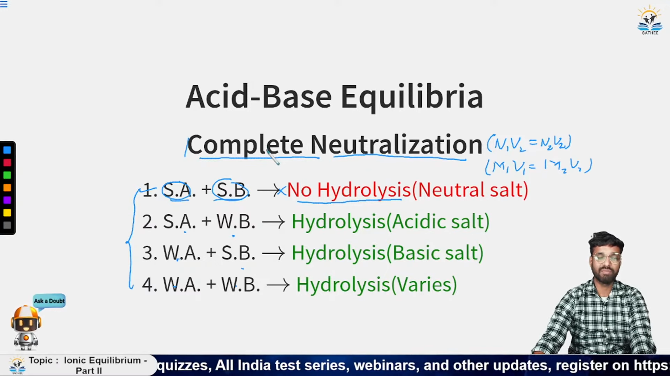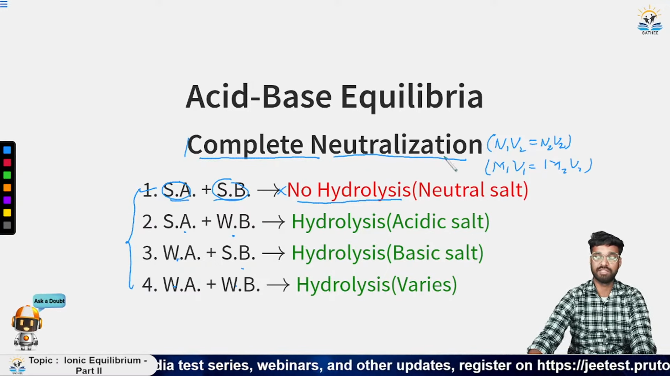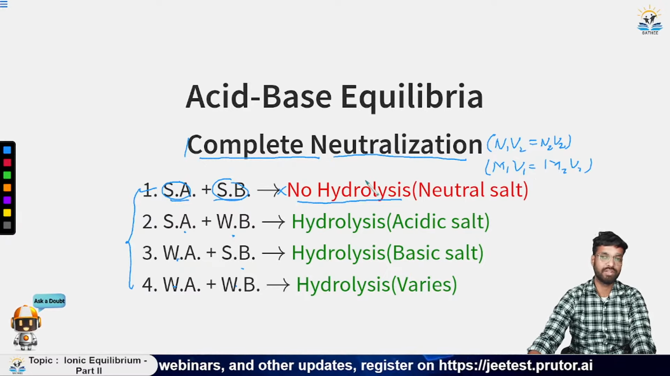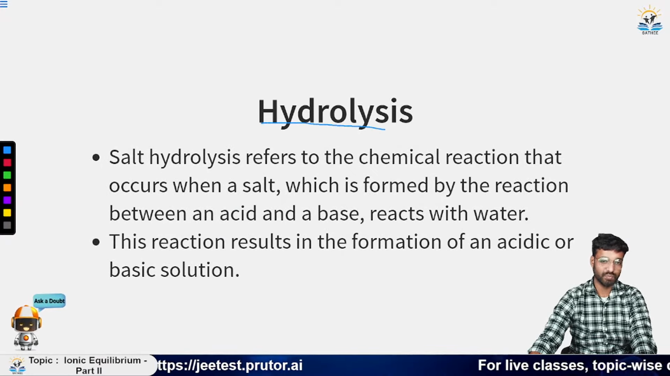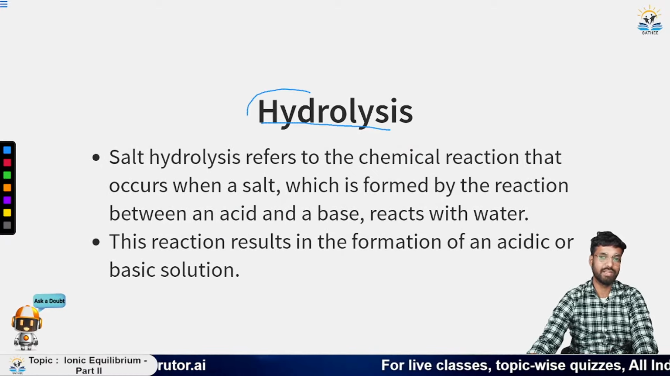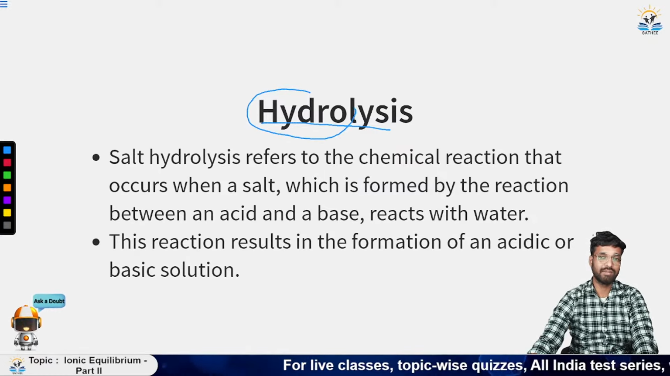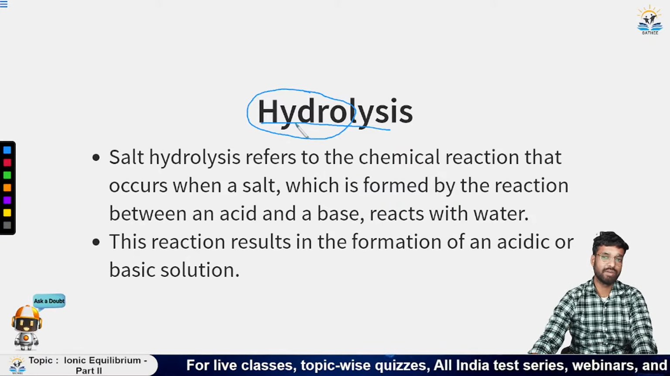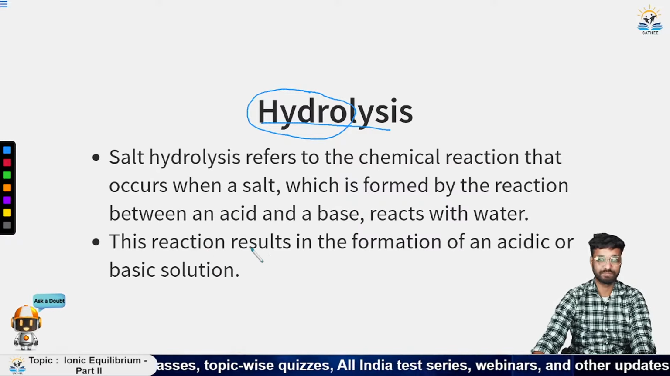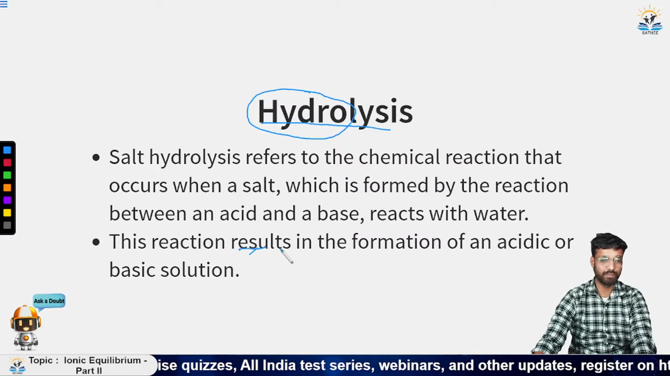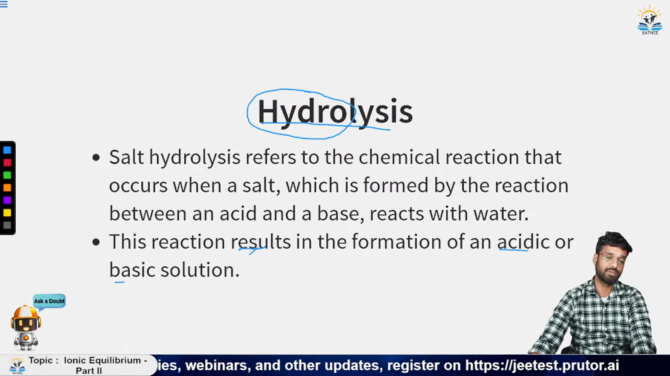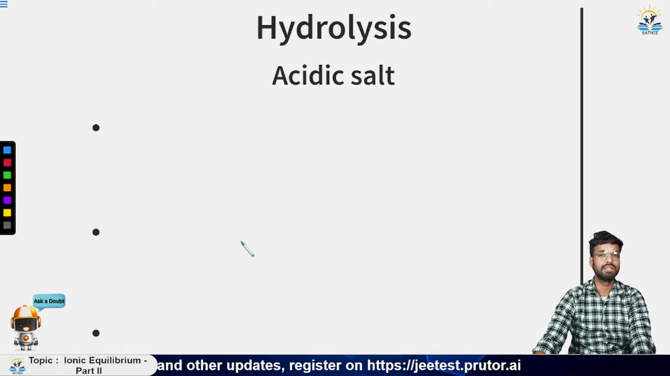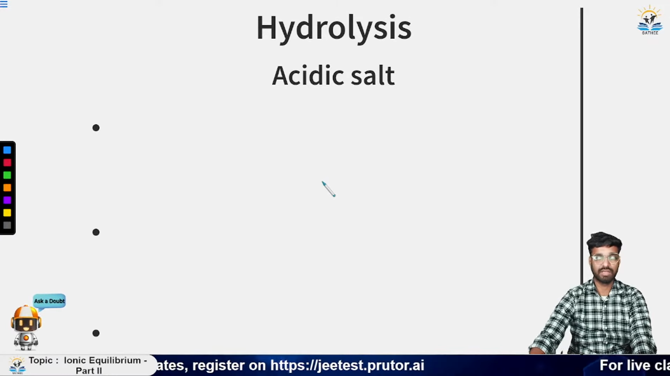Then we will also see what happens in case of incomplete neutralization, where N1V1 is not equal to N2V2. First we will see this one. So what is hydrolysis? Hydro means water. Basically the salt that is formed reacts with water and somehow changes the pH of the water. It can result in both acidic and basic solutions depending upon the nature of the salt that we have. Let us see how this hydrolysis happens.